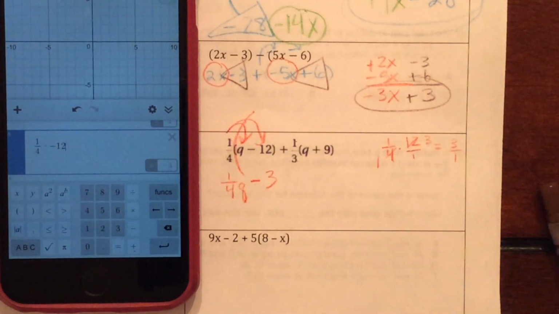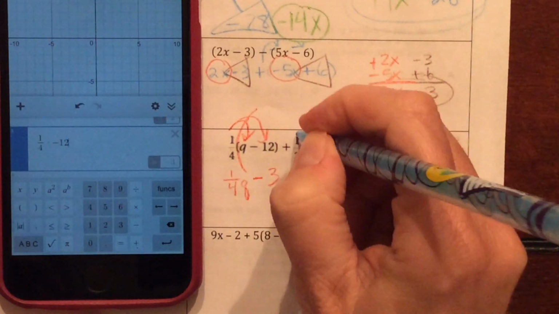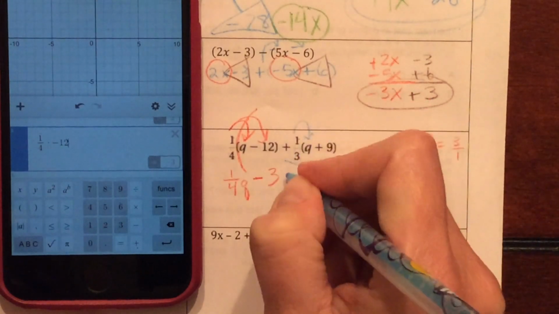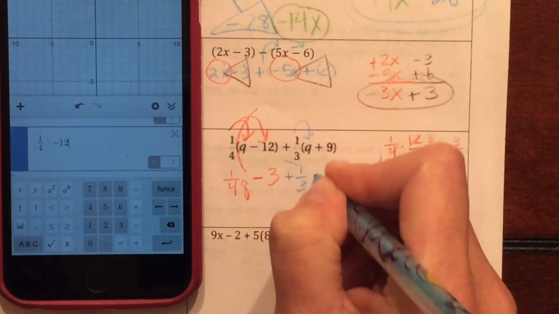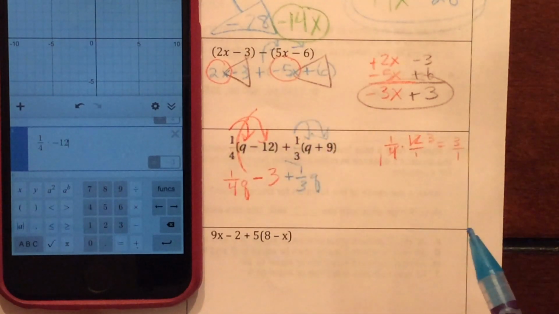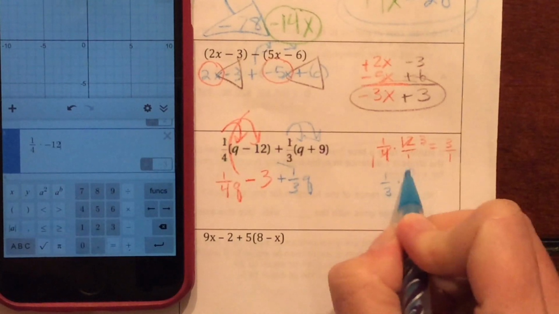And then we're going to do the same thing. We are going to multiply by 1/3 now. So we have 1/3, and it is a positive 1/3 times q. So we have a positive 1/3 q. And then we have 1/3 times 9. So again, what I'm doing is 1/3 times 9.